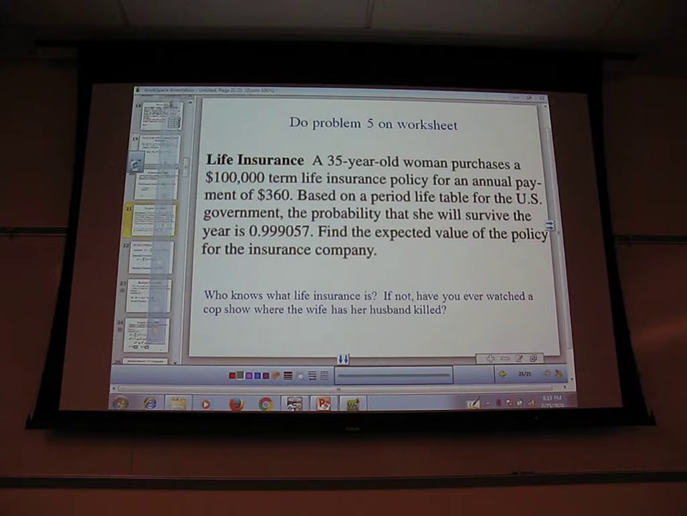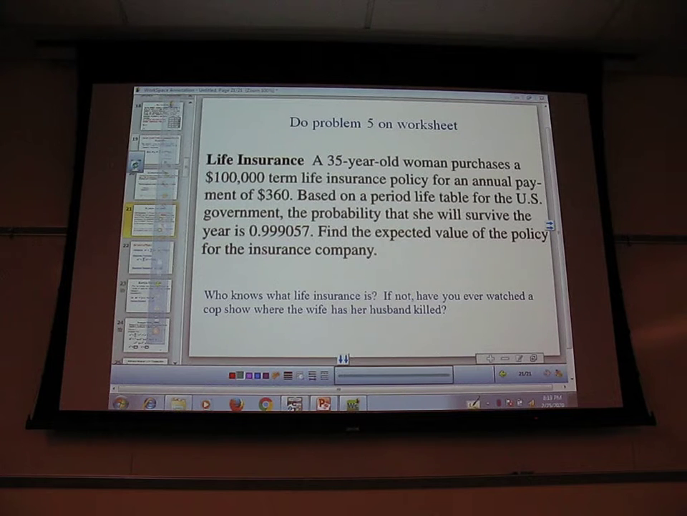A 35-year-old woman purchases a $100,000 term life insurance policy for an annual payment of $360. Based on a period life table for the U.S. government, the probability that she will survive a year is 0.999057. Find the expected value of the policy for the insurance company.